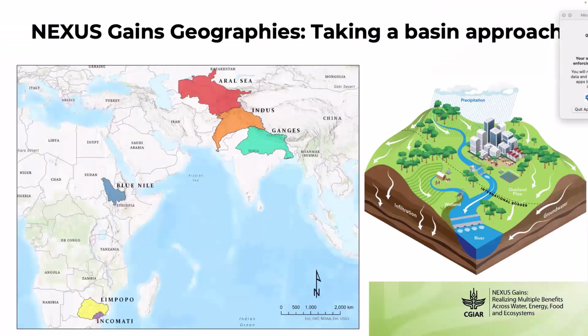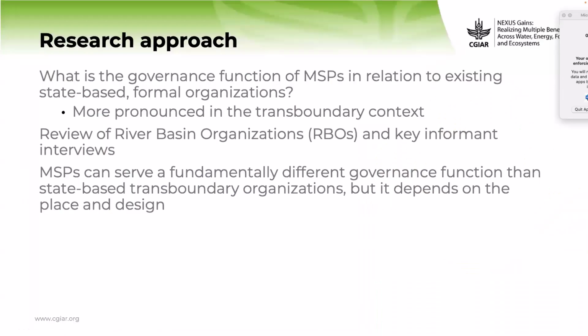As part of this initiative, we're working at the geographical scale of river basins. So this presents a unique research opportunity specifically in the transboundary context, which has a series of different governance challenges. And that's essentially what I'm going to be presenting on today, our research on those governance challenges, and more specifically, the relationship between MSPs and formal governance institutions in the transboundary context.